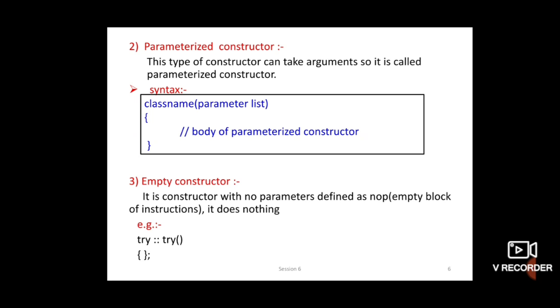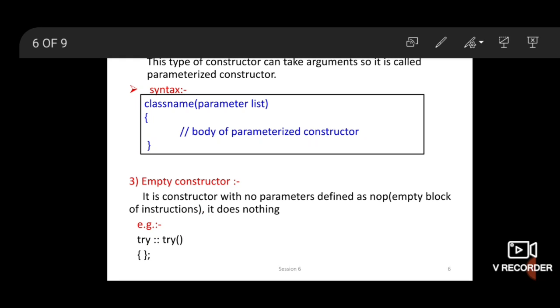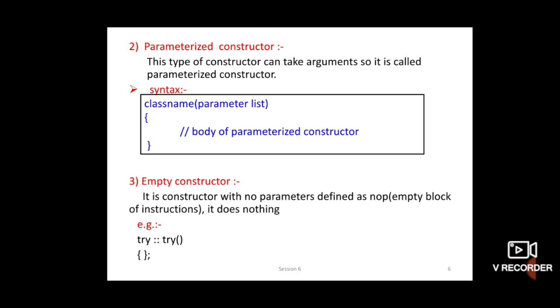See, try, scope resolution operator, try. For example, I will write here an example: try is a class name, and another try is a constructor name. But after this try, see here, begin and end and then semicolon, meaning there is no statement in this begin and end, so it is an empty block of instructions, so it is called an empty constructor.